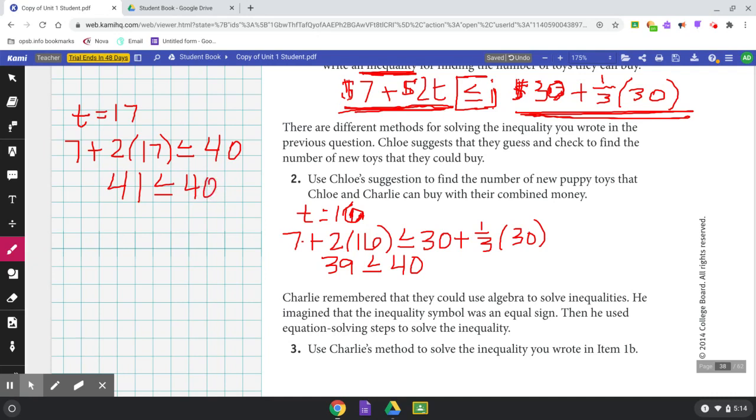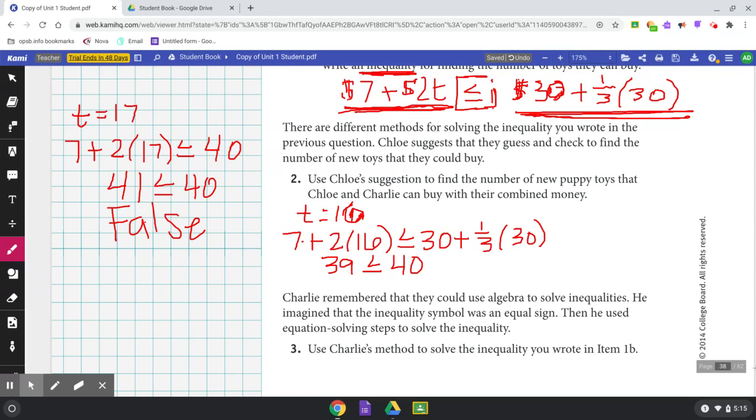So I know if I purchase 16 toys, I would spend $39 of the 40 that I have available. If I purchase 17, that would put me over the 40 threshold, and I cannot spend $41 when I only have 40. So that would be a false statement, which means that I can only purchase 16 toys to be below my $40 available money to spend.